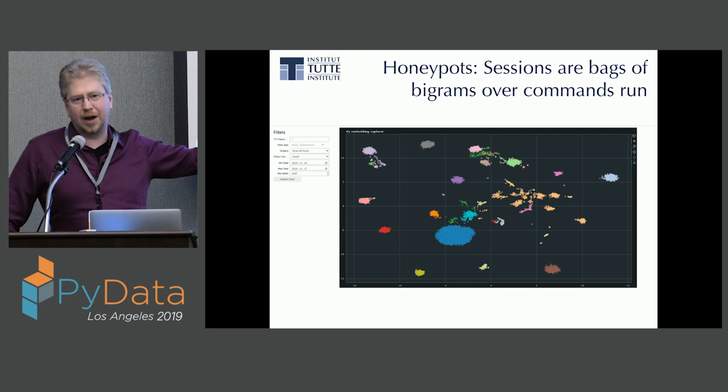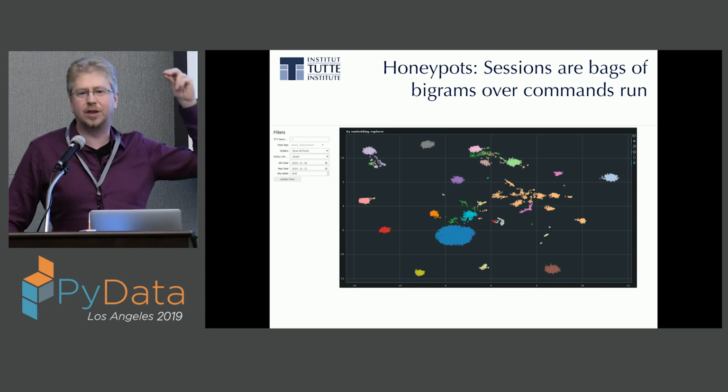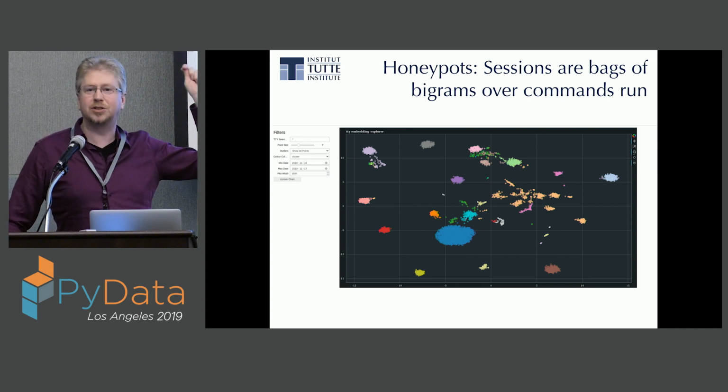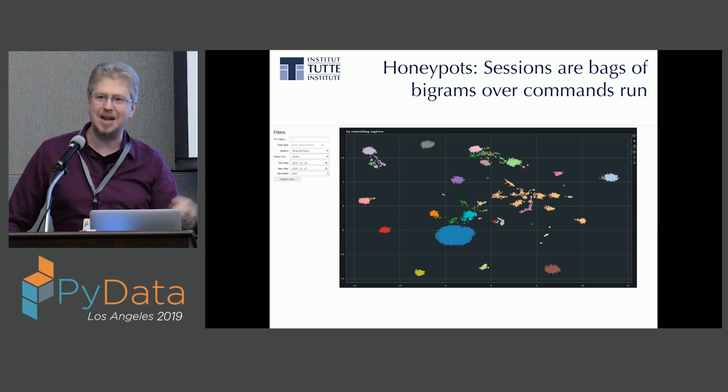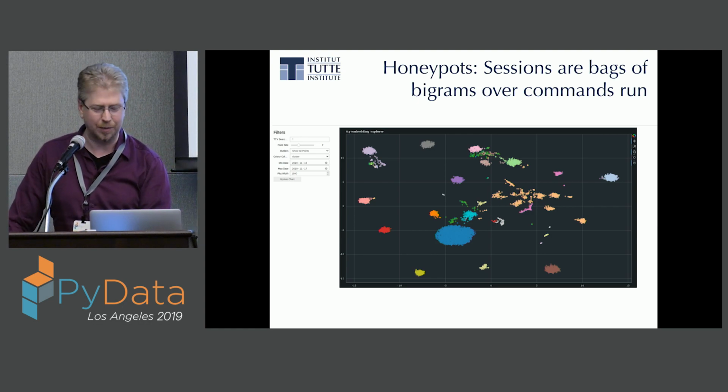This is colored by the type of virus or malware the individual honeypot session is trying to download to exploit the box. You get a very natural grouping that matches what's actually happening in your data.